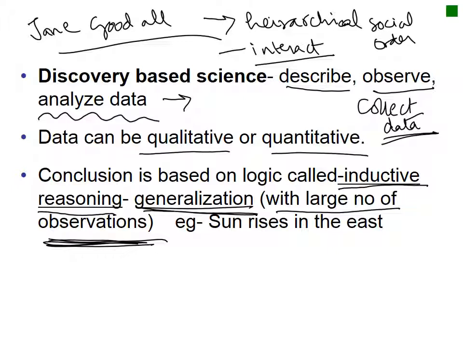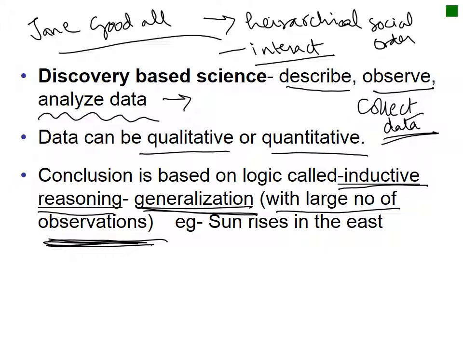Another very common one is, you can say, the sun rises in the east. When you say that, how did you know? I see it in the east every day. So I made an observation with a large number of observations, and then I made that conclusion. Come on, this is east and it rises from this direction. So the sun rises in the east.